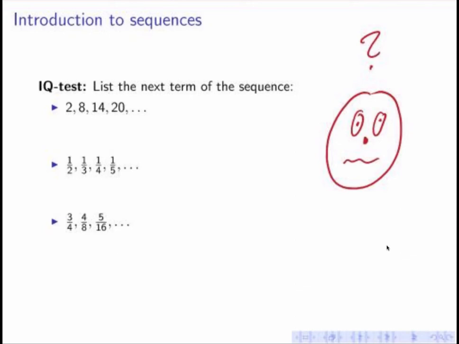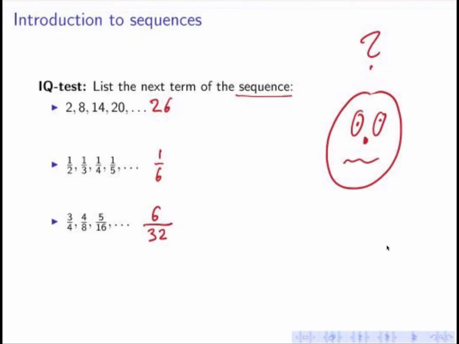So for example, 2, 8, 14, 20. If you look a little bit closer, you see the increment is 6 between those numbers, so the next number is 26. Here, 1/2, 1/3, 1/4, 1/5, so the next number is 1/6. And then 3/4, 4/8, 5/16. So you might need a few more seconds actually to look at it. So the numerator is 6, and the denominator is 4, times 2 is 8, times 2 is 16, times 2 is 32. So in mathematics, sequences is just a formalization, a formal definition of these kind of sequences of numbers.